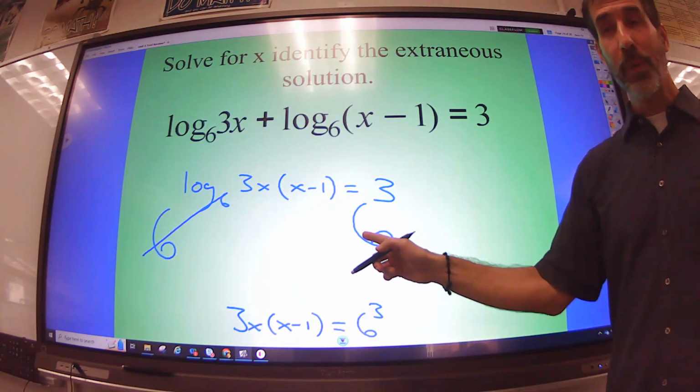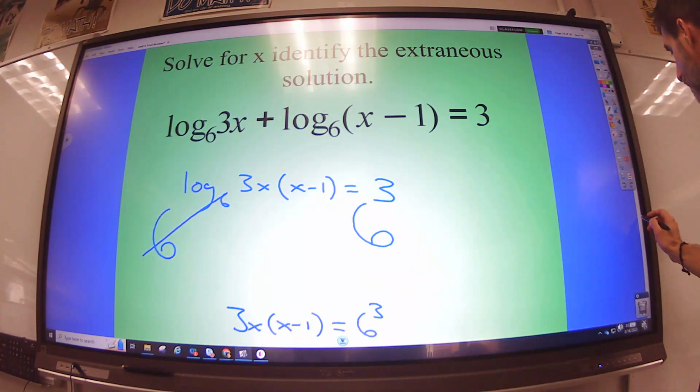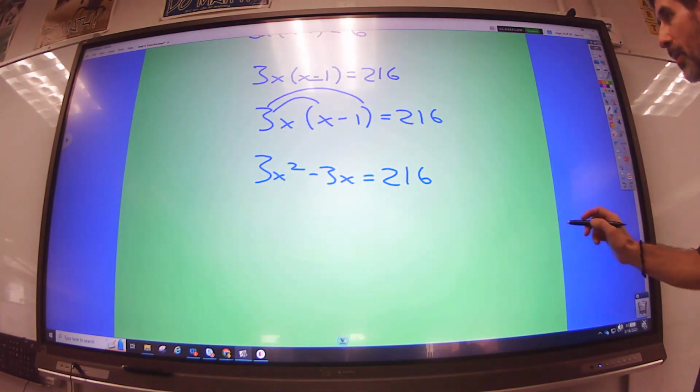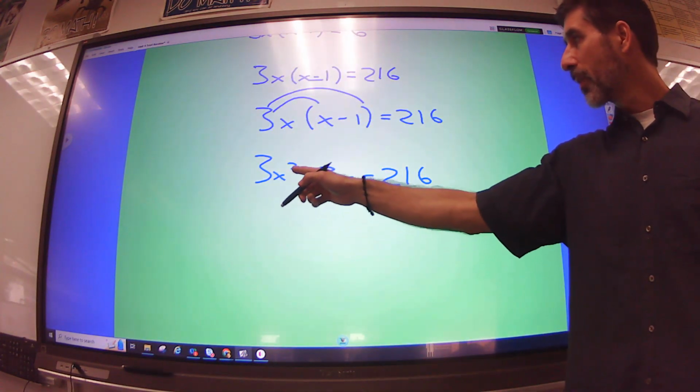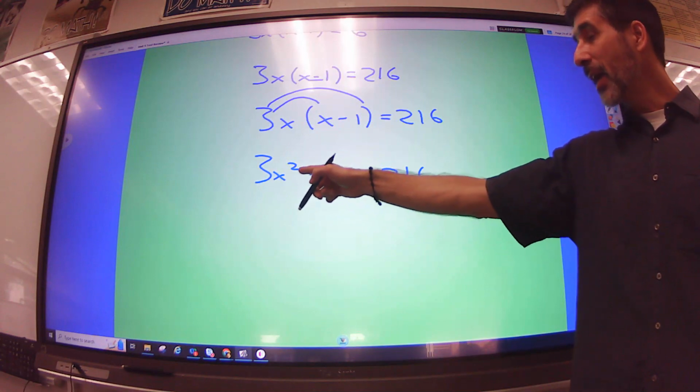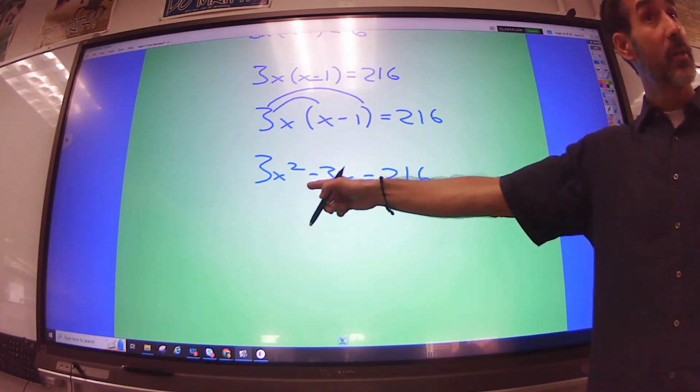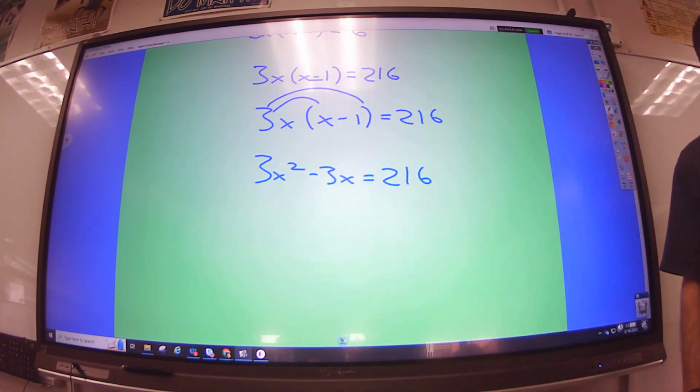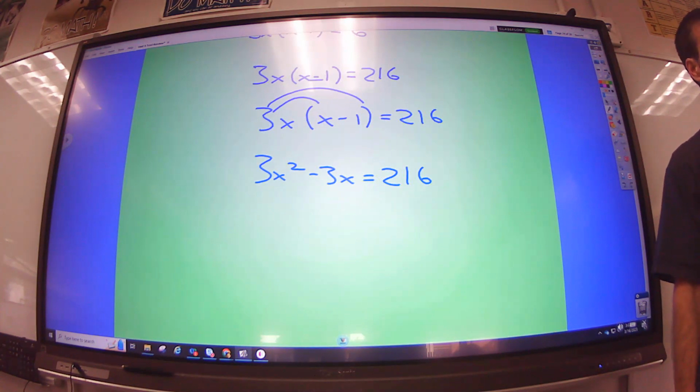Starts with a C and rhymes with quadratic. No, it doesn't. That's not really that. What does it start with? Q. Q. Quadratic, right? Whenever I solve a quadratic, what do I need to do? Set it equal to 0. I have the 216 on the right, subtract 216, right?